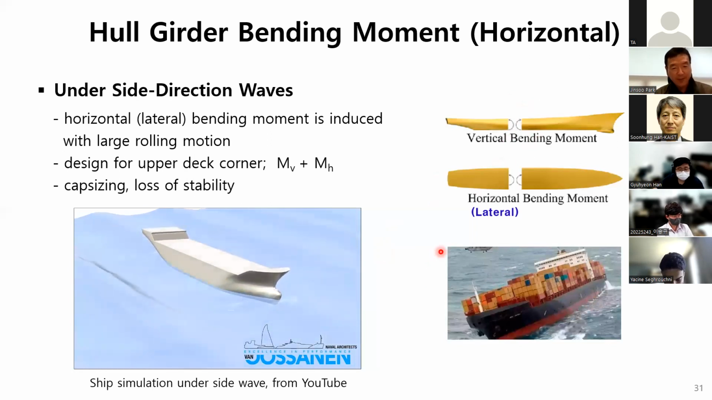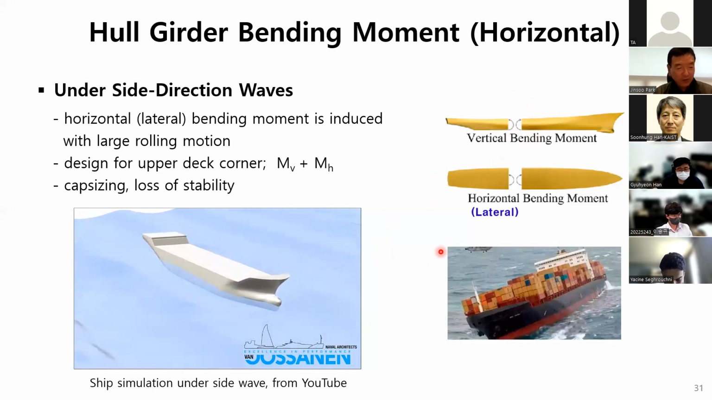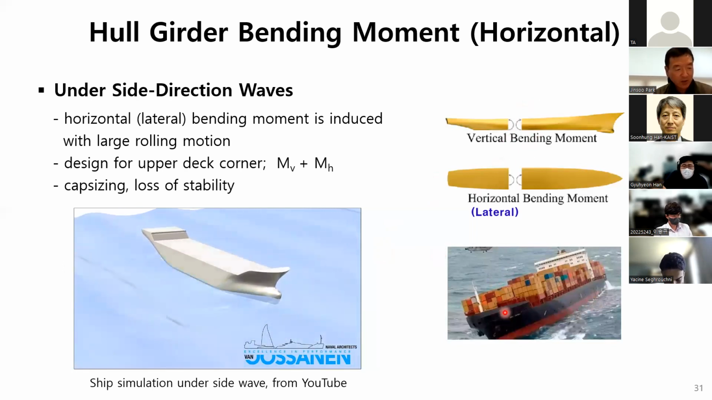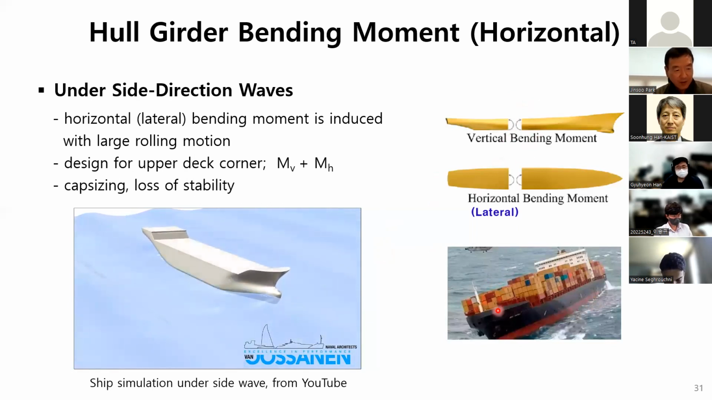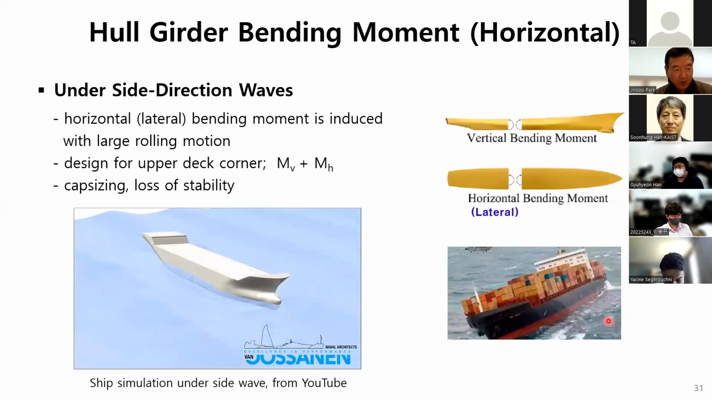Sometimes, rarely though, it causes the ship to suffer from entire loss of stability and final capsizing. This photo shows a large container ship undergoing big side rolling with the side coming waves.